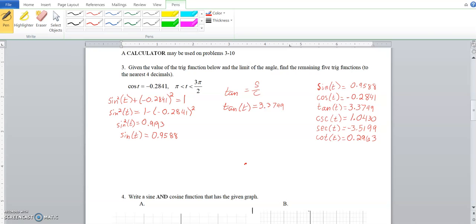Now, the last thing we have to be very careful about is this little note right here that says the quadrant we're working in is from pi to 3 pi over 2. So is sine negative in this quadrant? Yes, then we need to put a negative in our answer. Is cosine negative in this quadrant? Yes, so we put a negative. Is tangent negative? No, so that remains positive. And then we match up our reciprocals. So cosecant has to be negative, secant is negative, and our cotangent is positive.